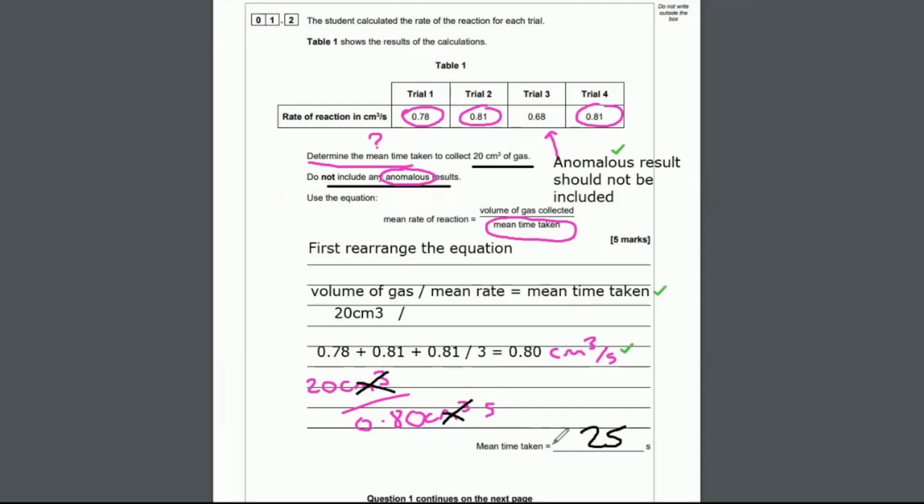So 20 divided by 0.8 is 25 seconds. And that's going to get you your full fat 5 marks.